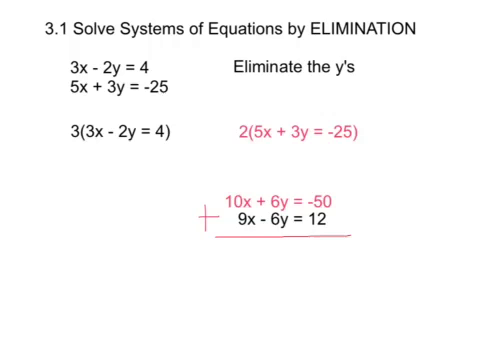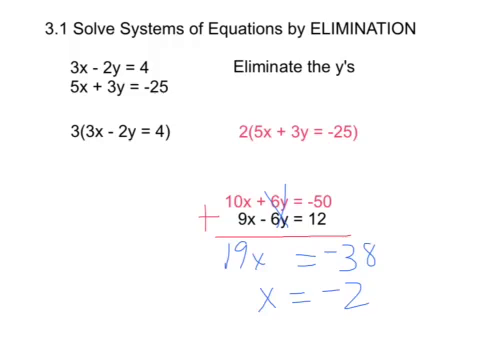So I've got the 10x plus the 9x, which is going to give us 19x. And we have a negative 6y and a positive 6y. Those are now eliminated. That's why this is called elimination. And we have a negative 50 plus 12, which is going to give us negative 38. So if we divide everything by 19, our answer on this will be x is negative 2.